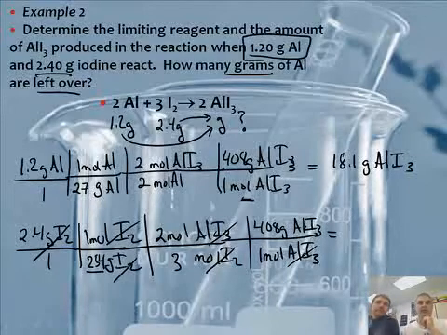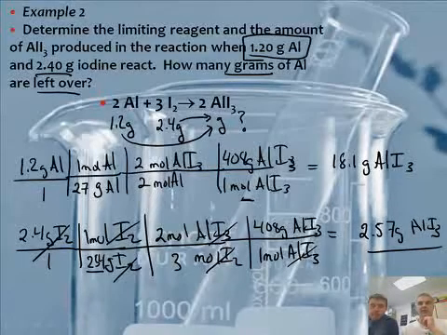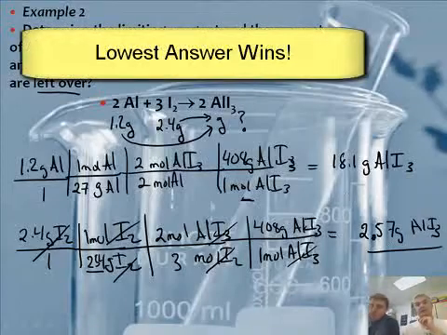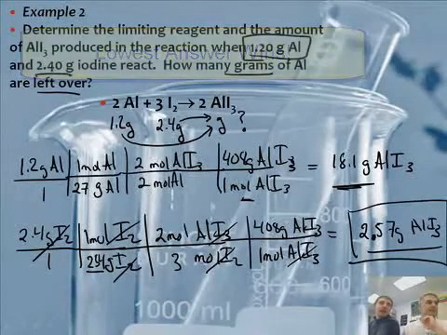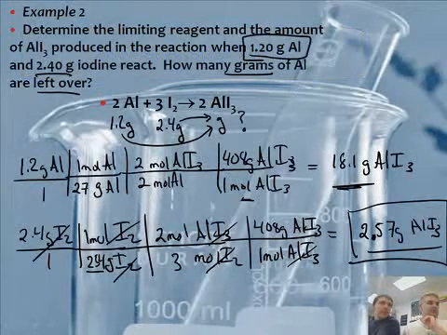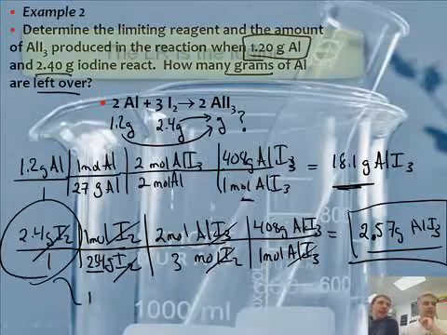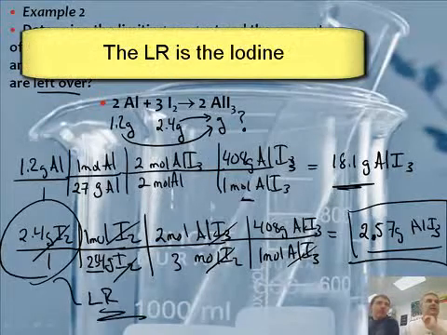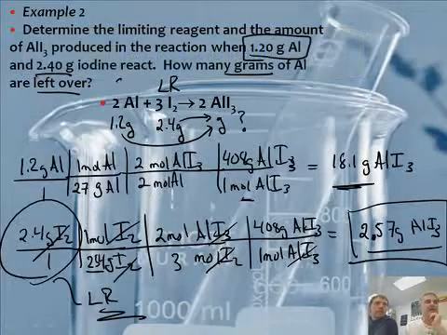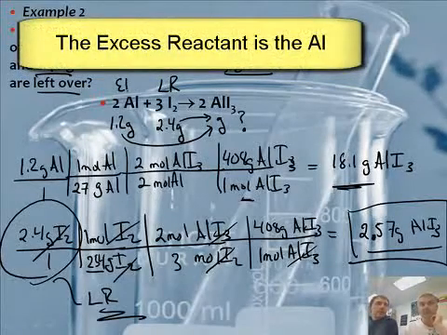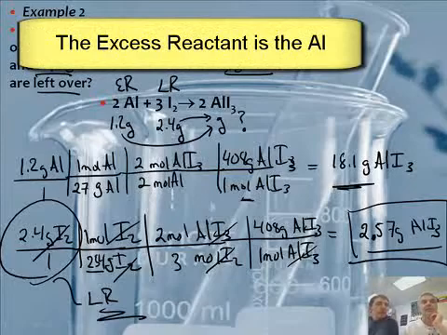What'd you get, Mr. Sanders? I think this is going to be our big small numbers. 2.57 grams of AlI3. So 2.57 is a smaller number than 18.1. So therefore, that is the winner. That is the amount of product we will produce. So the limiting reactant is the 2.4 grams of I2, the iodine. So the iodine is your limiting reactant, or your LR, and your excess reactant is the aluminum.